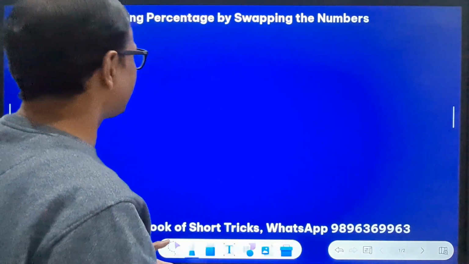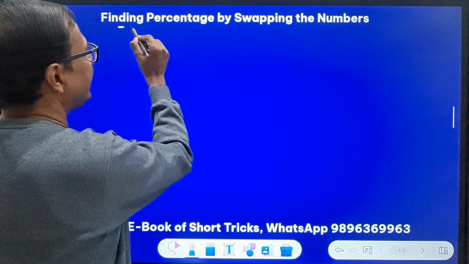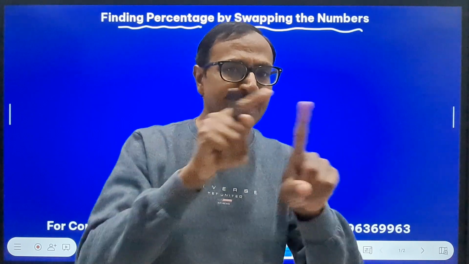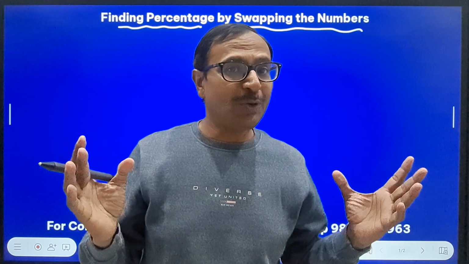Right, so what is the title? The title is finding percentage by swapping the numbers. Yes, swapping the numbers. I'll tell you more about it.